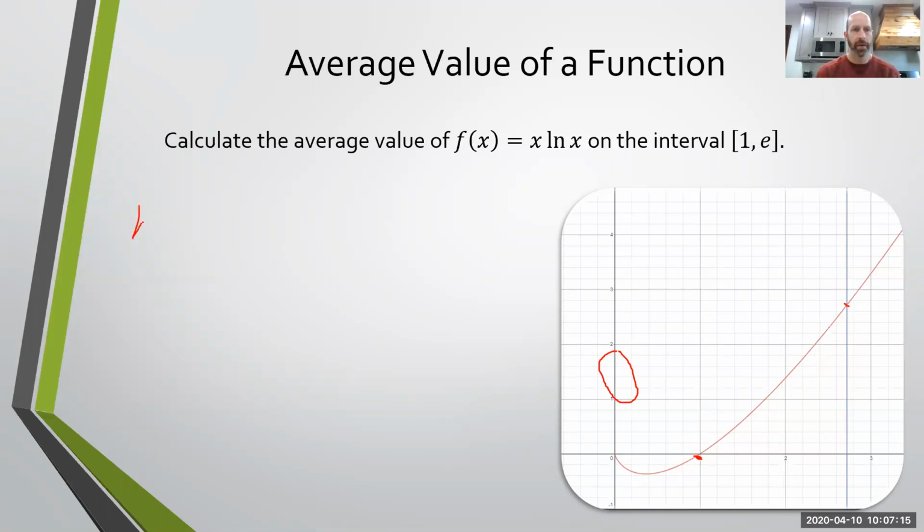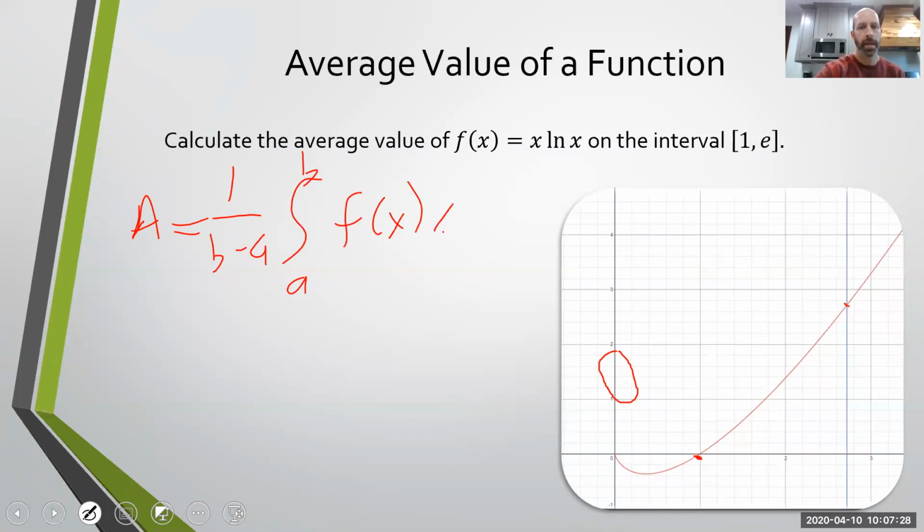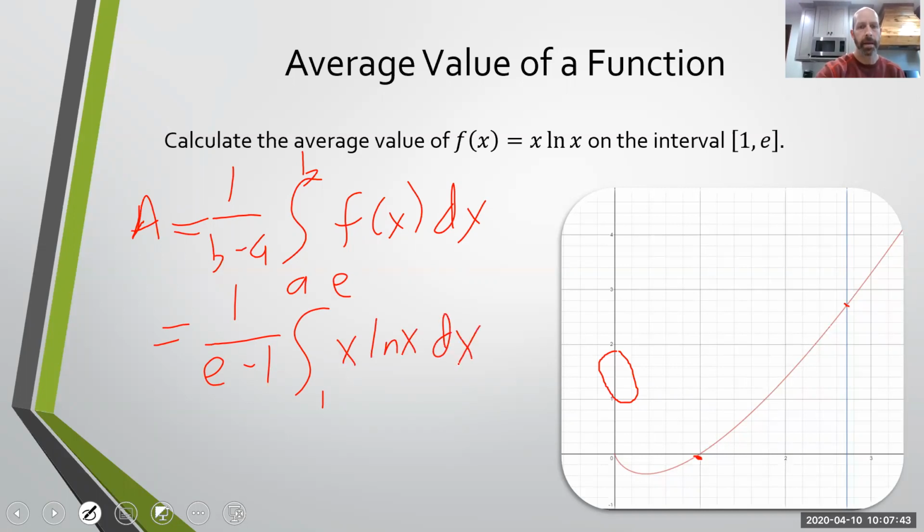So to find the average value, we are going to use the formula 1 over b minus a, integral from a to b of our function, in this case with respect to x. So in this particular answer, we're going to do 1 over e minus 1, integral from 1 to e. Our function is x ln of x dx, and then we would just compute. You can compute this one by hand.